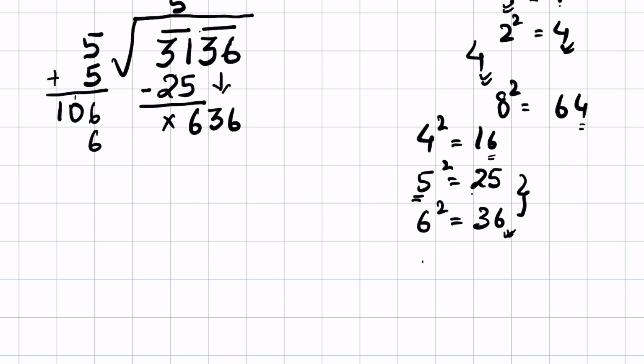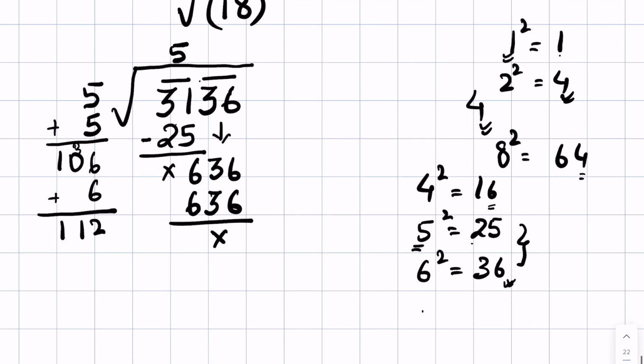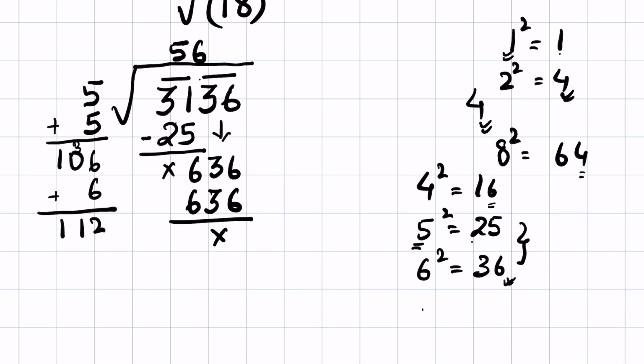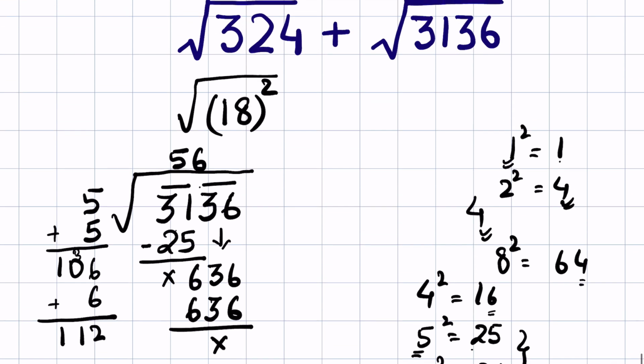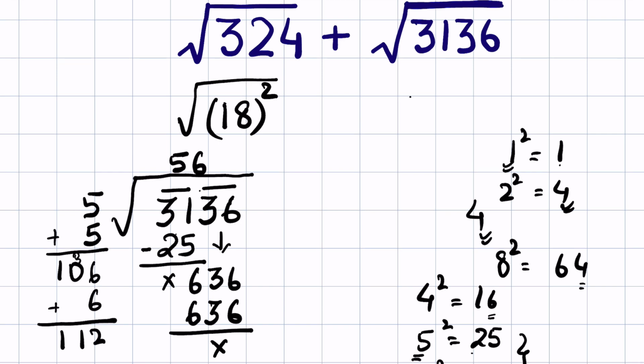6 times 6 is 36, carry 3. 6 times 0 plus 3 is 3 and 6 times 1 is 6. So it is a perfect match. 106 plus 6 will be 112. Here you write 6. Remainder is 0. So we are done. That means 56 square is 3136. When there is a bigger number, you use this method because it takes so much less time.